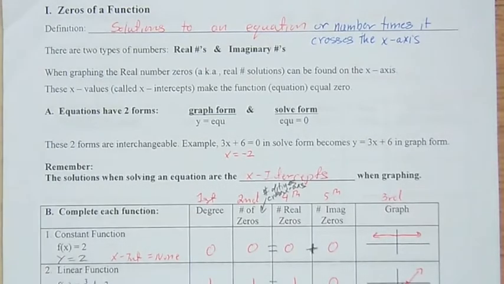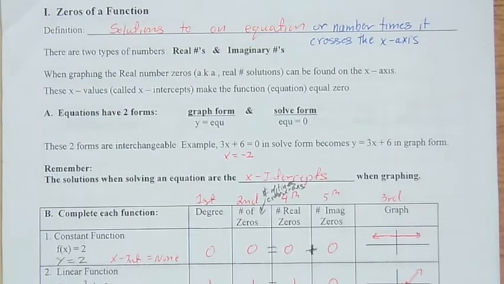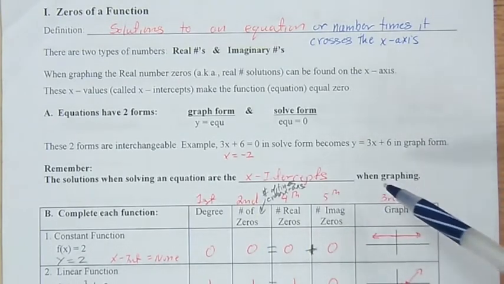So, really quickly, the zeros of a function. The definition of the zeros of a function is the solutions of an equation. Or you can think of it as the number of times it crosses the x-axis. So that's usually the solution. Anytime you think of the zeros, think about the number of times it crosses the x-axis, and that's when y equals 0. Right? So solutions when solving an equation are the x-intercepts, or when it crosses the x-axis.